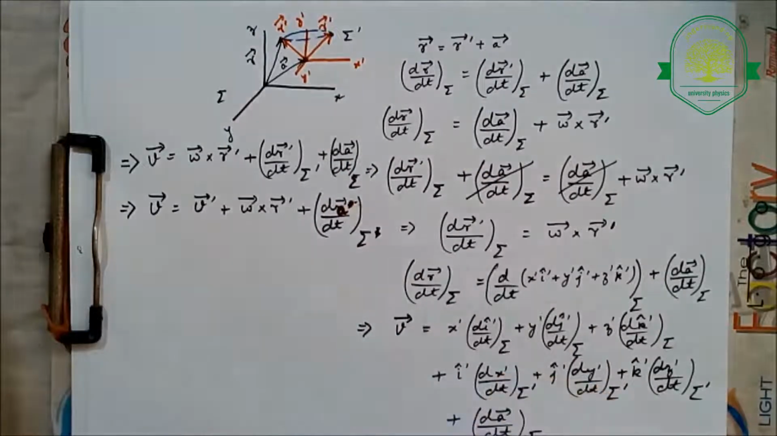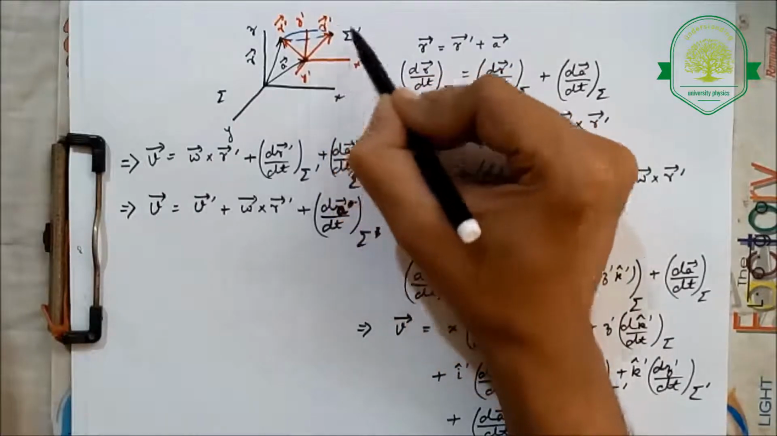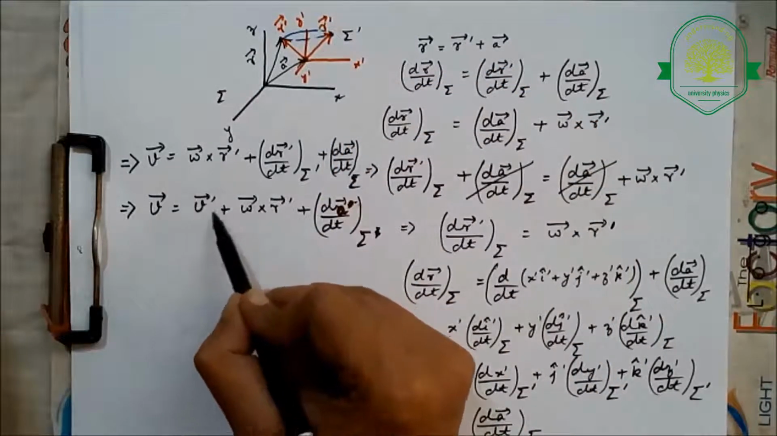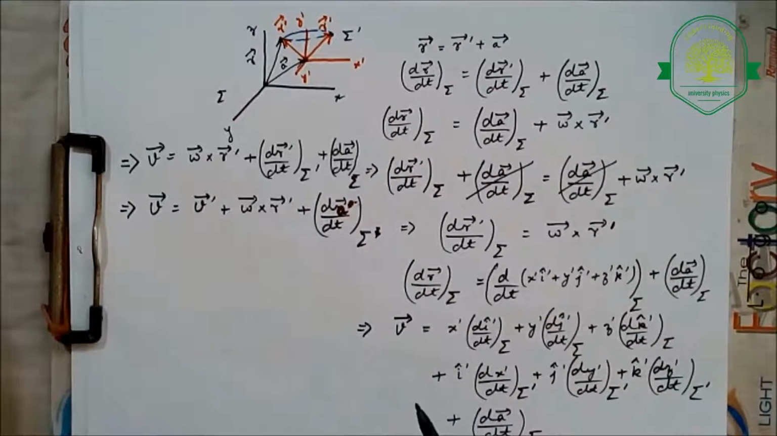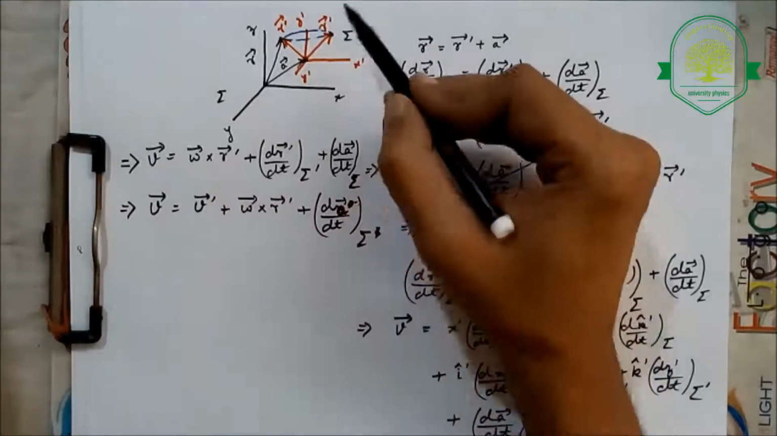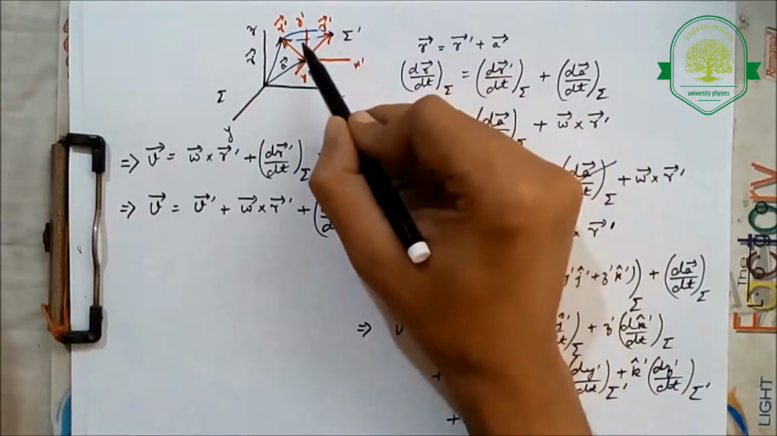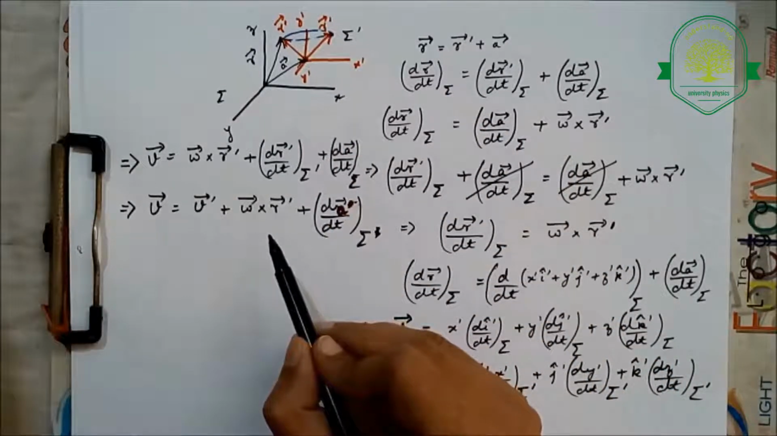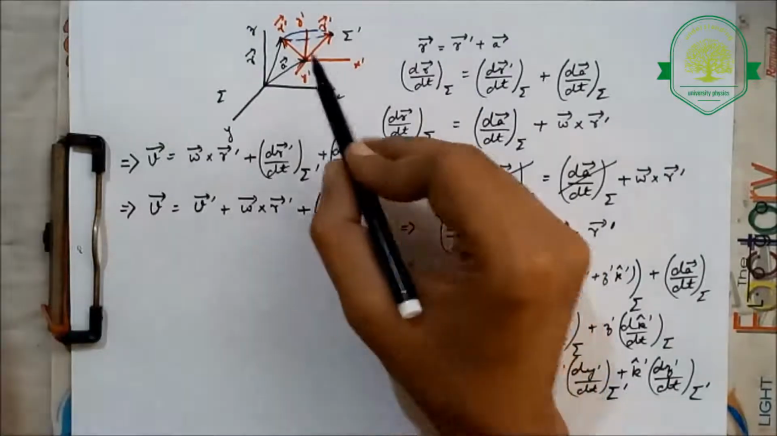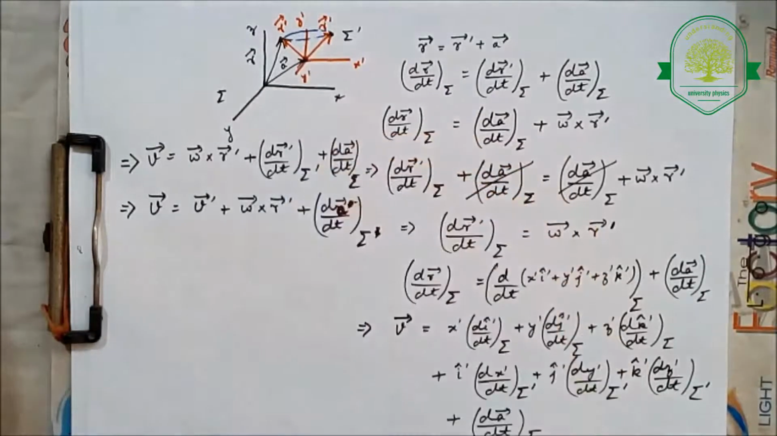In this case, if the particle is itself moving with respect to the primed frame of reference, we get this extra term, which is the velocity of this point with respect to the primed frame itself. Therefore, the net velocity as seen from the unprimed frame is the velocity with respect to the primed frame, plus the rotational velocity which exists because of the rotation of the primed frame itself, plus this velocity, which is the velocity of the primed frame as seen from the unprimed frame.